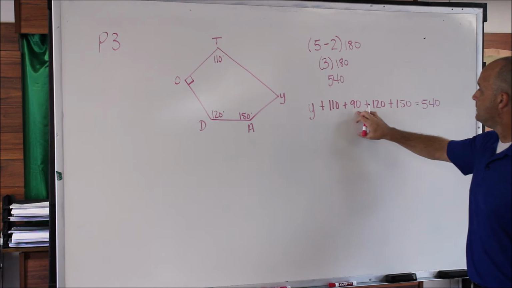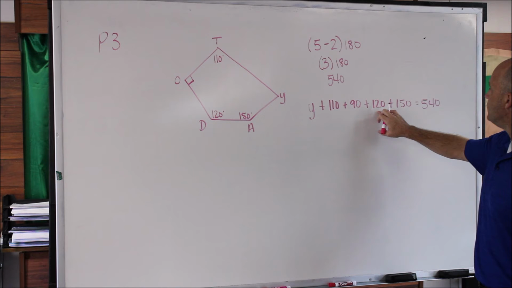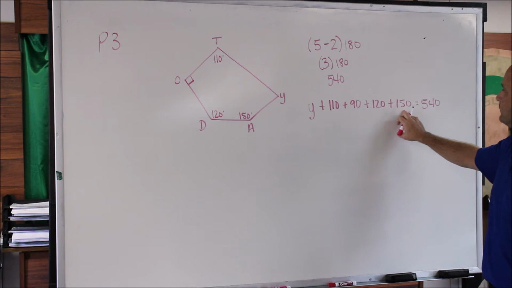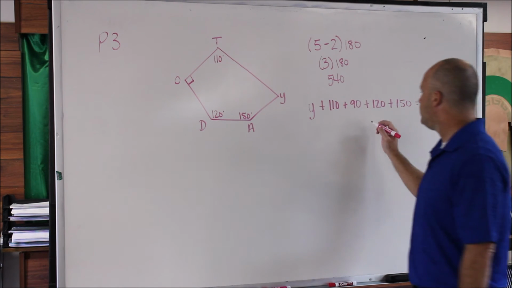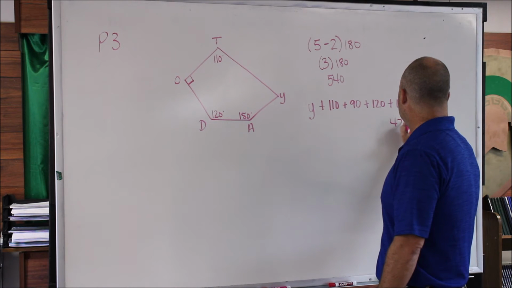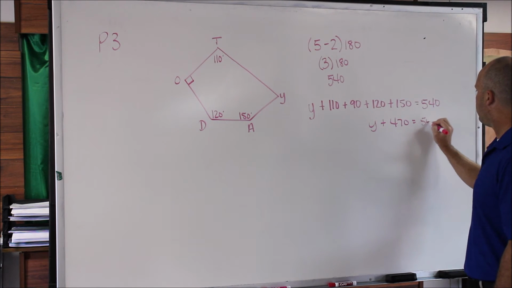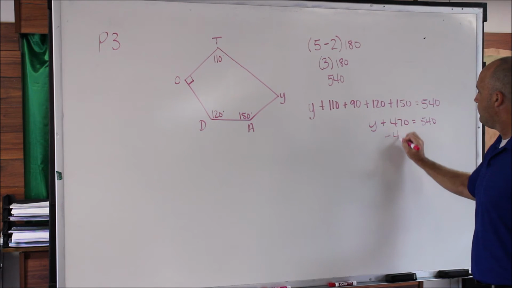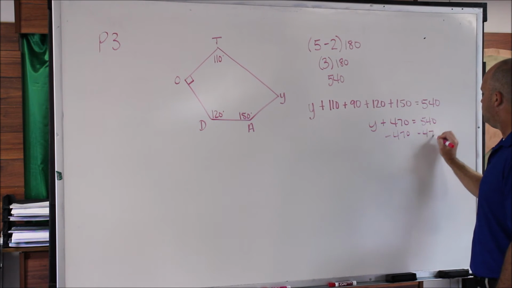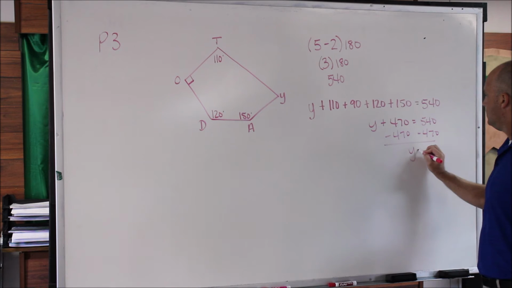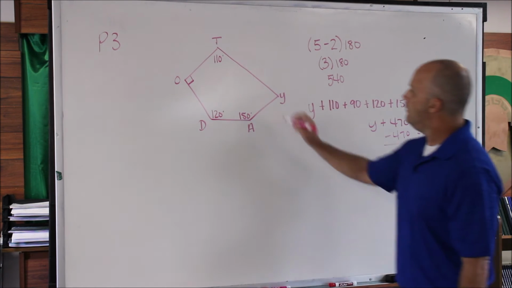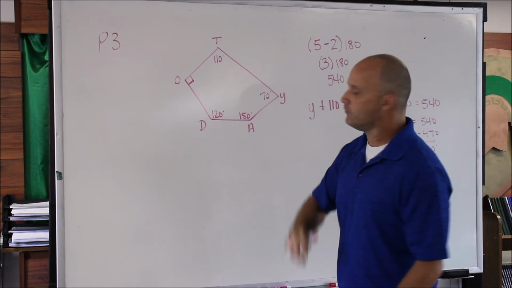So 110 plus 90 is 200. 120 plus 150 is 270. So 200 plus 270 is going to be 470. So we get y plus 470 is equal to 540. Subtract the 470, and we're going to get y is equal to 70 degrees. So we know that this angle measure right there is going to be 70 degrees.